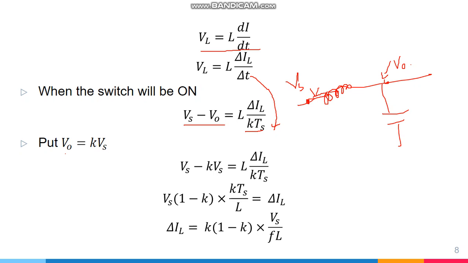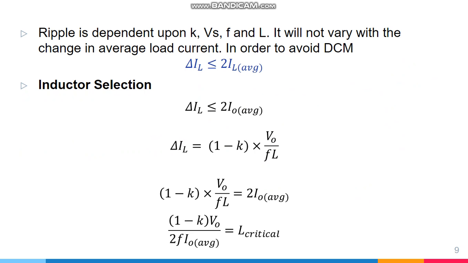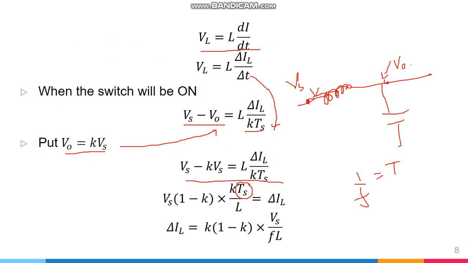We have already arrived that V naught is equal to K times Vs, so we will put that value over here. So the expression is Vs minus KVs equals L delta IL over kTs. This Ts has been converted into 1 over F, and the rest is some simple cross multiplication. So the end result that we will get is delta IL is equal to K into 1 minus K multiplied by Vs over FL.